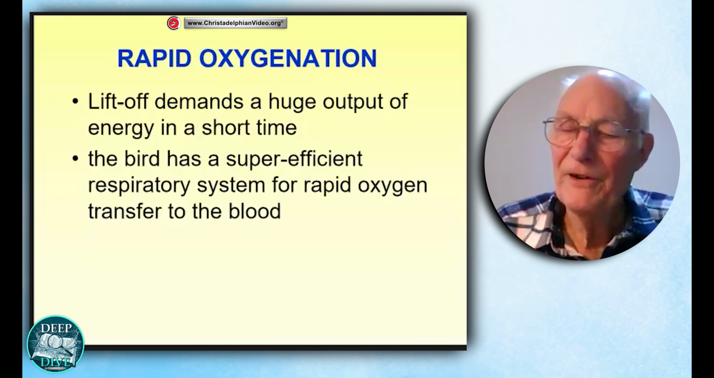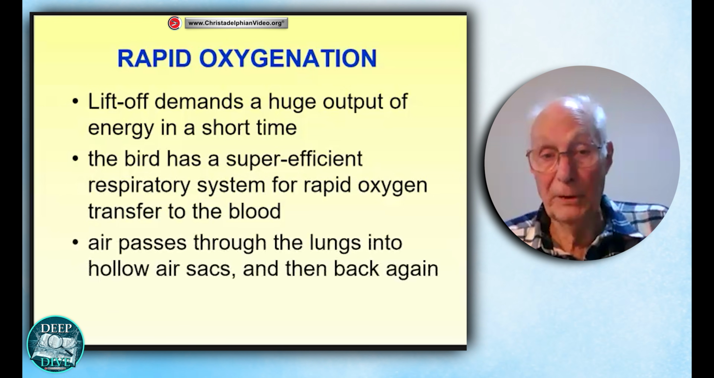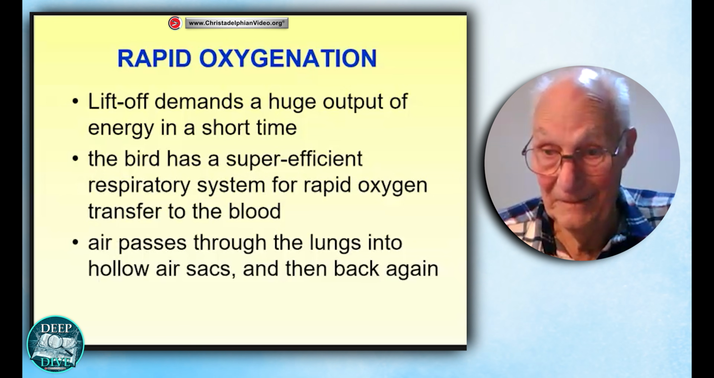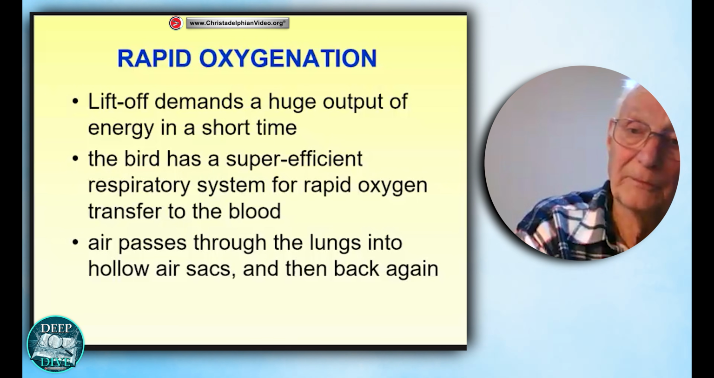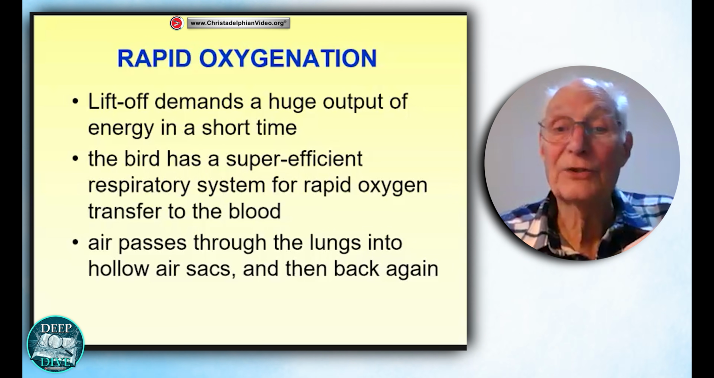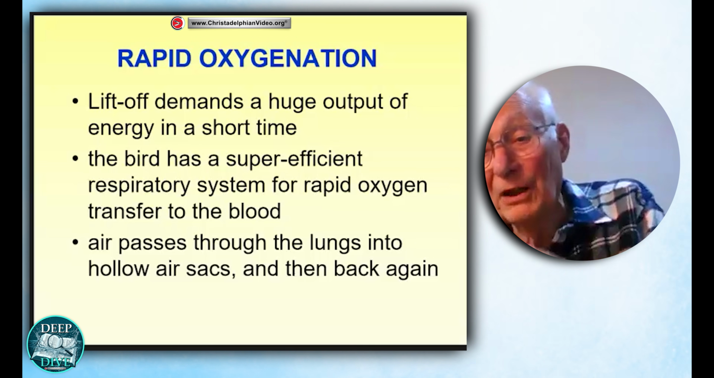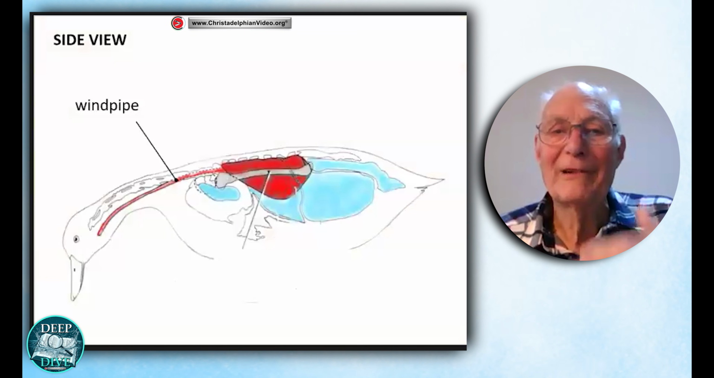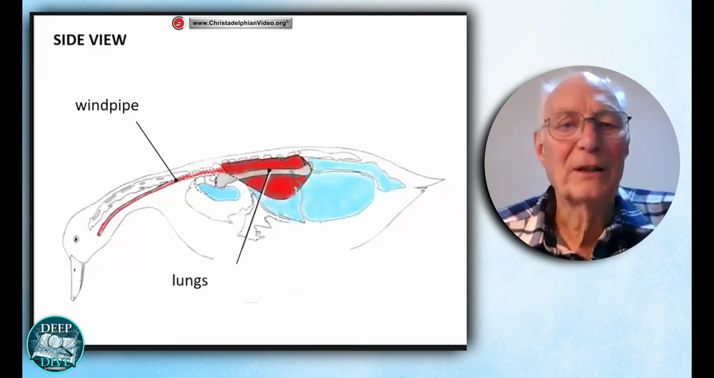So birds have a very efficient respiratory system, unlike our own, much more efficient, because in their case, fresh air passes right through the lungs into hollow sacs, like little tiny balloons inside the body of the bird, and then comes back again through the lungs backwards. So there are two opportunities for the oxygen to get into the bloodstream in the lungs.